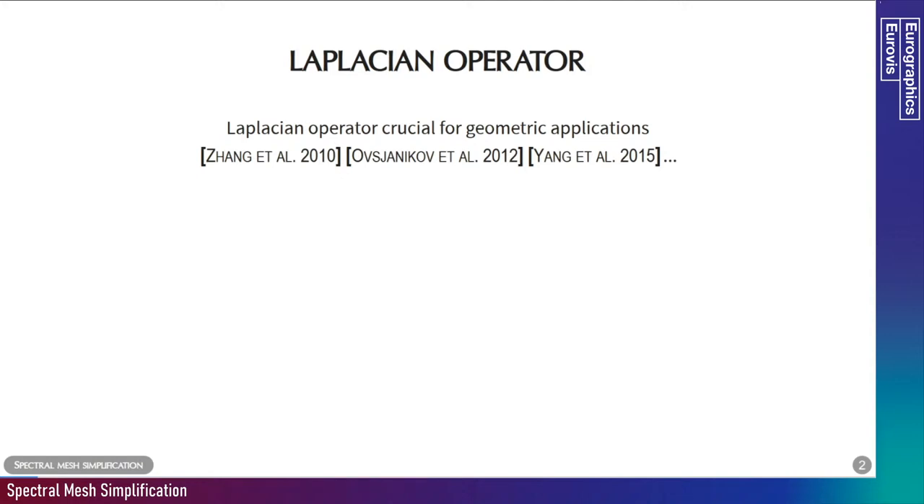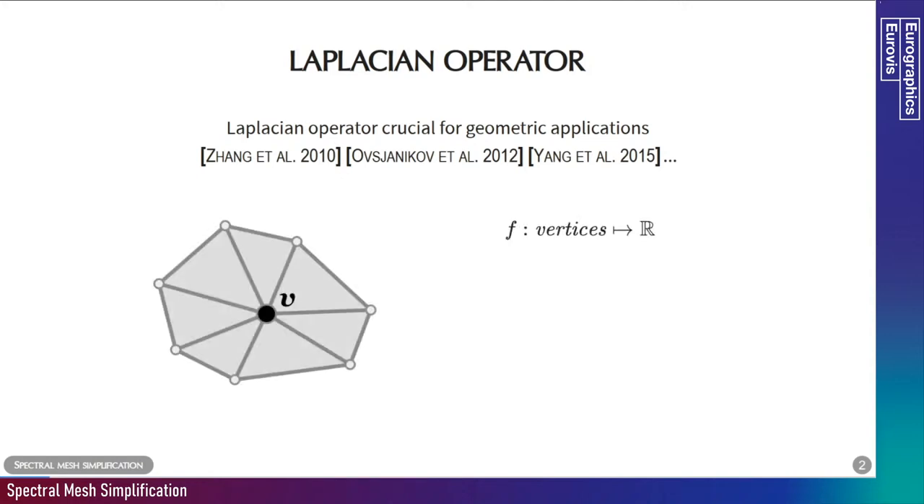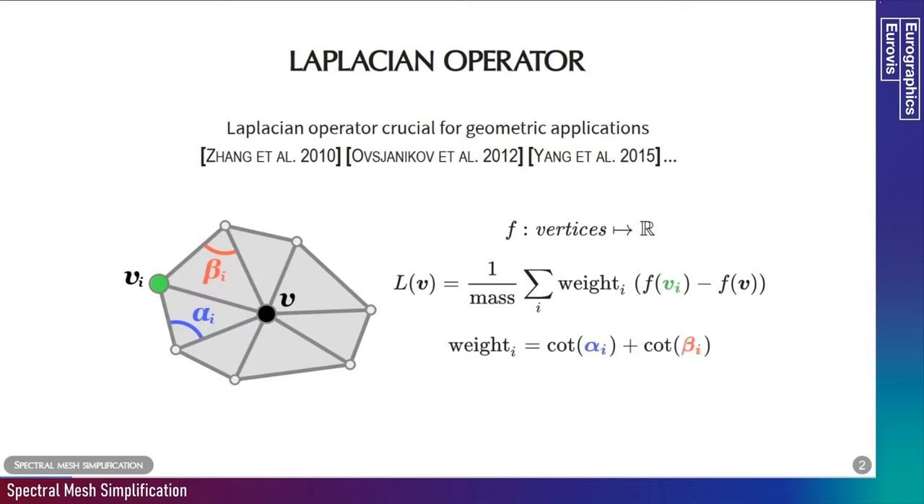As a quick reminder, given a vertex v on the mesh and a function f that associates a scalar to each vertex, we compute the Laplacian of f at v as the weighted sum of differences. There are several ways of computing the weights, a very common one being the sum of adjacent cotangents, which we actually use in our method. Similarly, there are several ways of computing the mass. Often it is done by summing one-third of the area of the neighboring triangles.